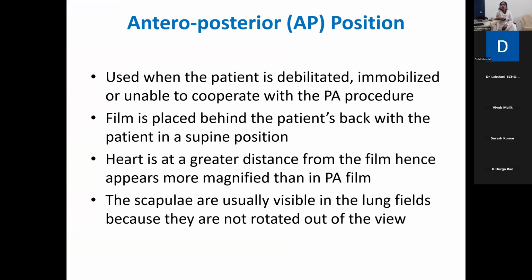The next is the AP view. This is used when the patient is debilitated or we cannot mobilize the patient or he is unable to cooperate, like mostly in infants. Because the patient is uncooperative, we cannot ask them to stand in a PA position. So for the AP view, there are two views. You can take it in erect position or you can take it with the patient in supine position.